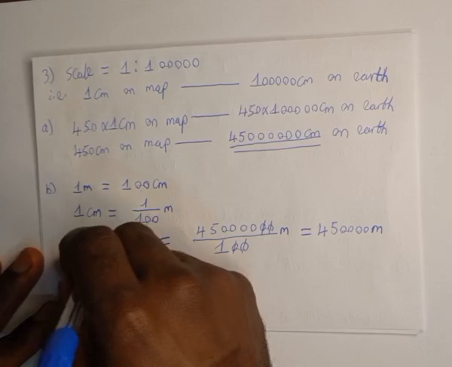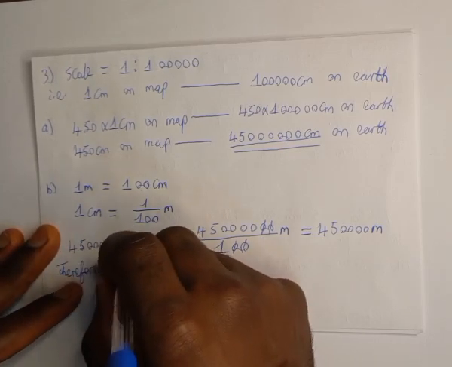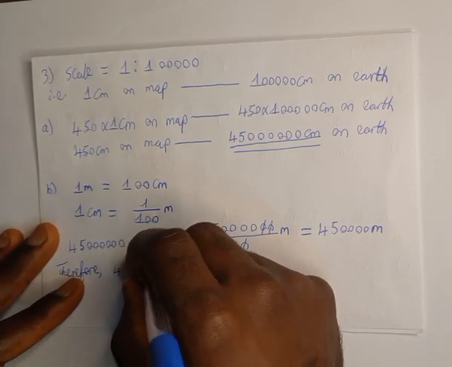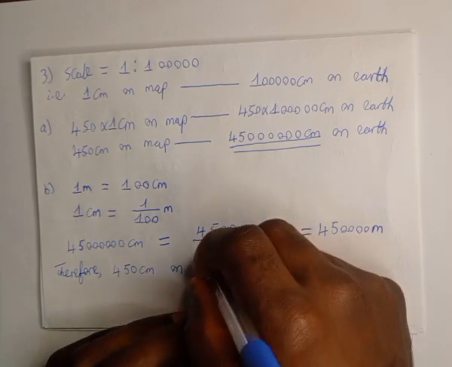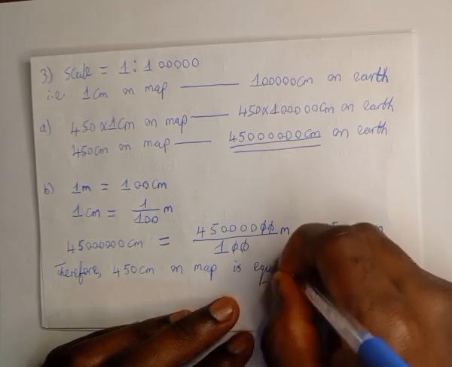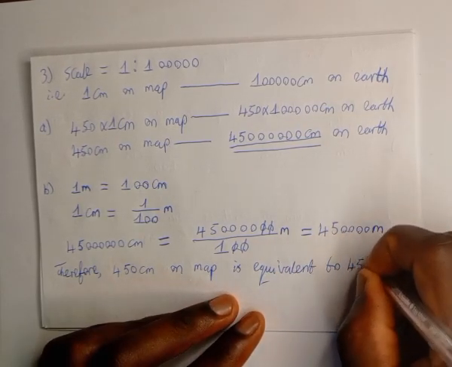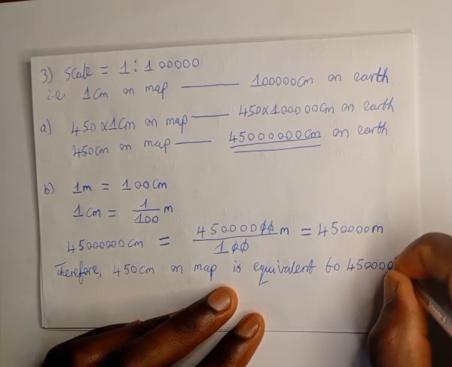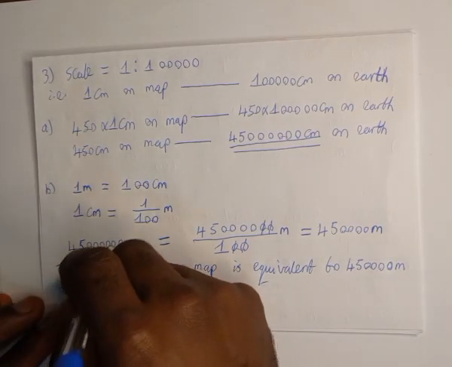Then we conclude, therefore, if we take the length 450 centimeters on map, it is equivalent to 450,000 meters on Earth.